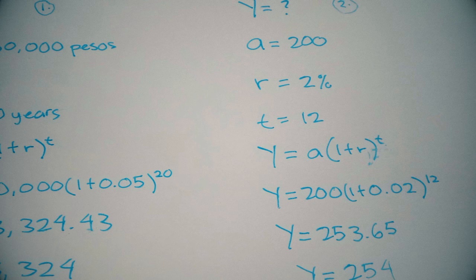Number 2. Y equals question mark. A equals 200. R equals 2%. T equals 12. Y equals A(1 plus R) to the power of T. Y equals 200(1 plus 0.02) to the power of 12. Y equals 253.65, and the answer would be y equals 254.